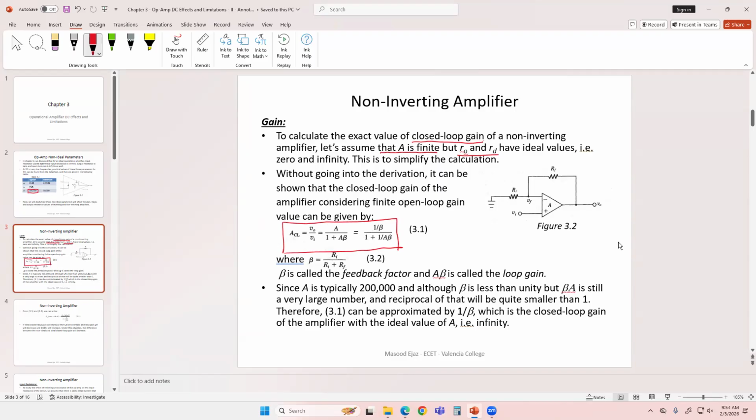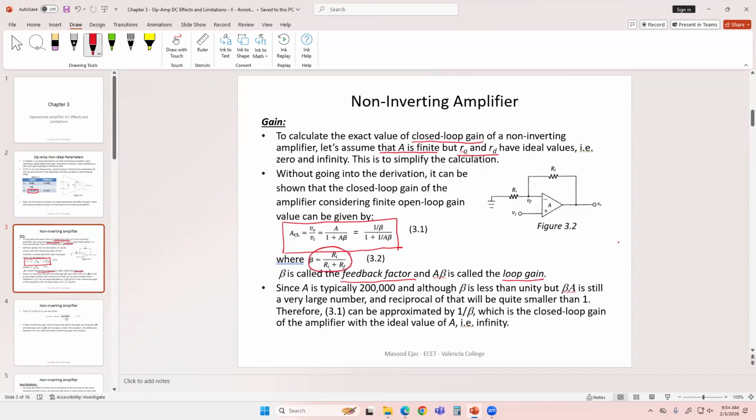So the expression you're going to get is A over 1 plus A beta, or if you divide both numerator and denominator by A beta, then it's going to be 1 over beta over 1 plus 1 over A beta. What is beta? Beta is the feedback factor, and A beta is called the loop gain. And beta expression is right here.